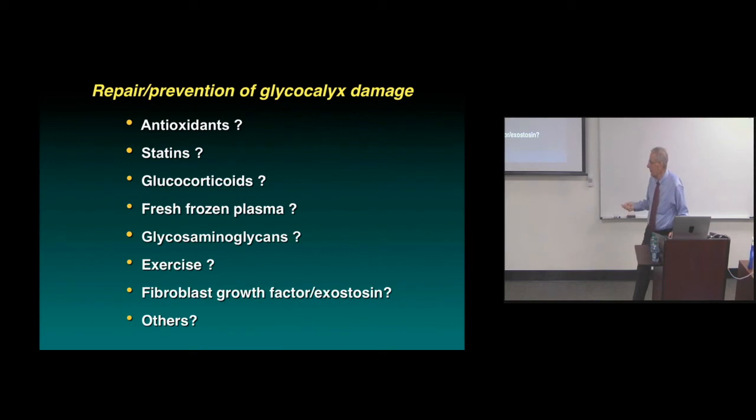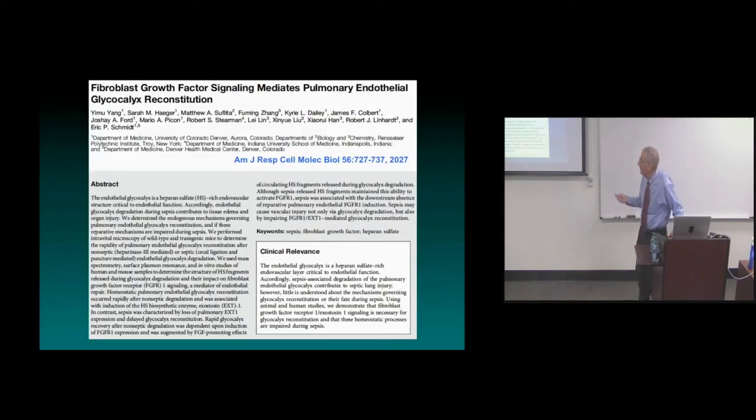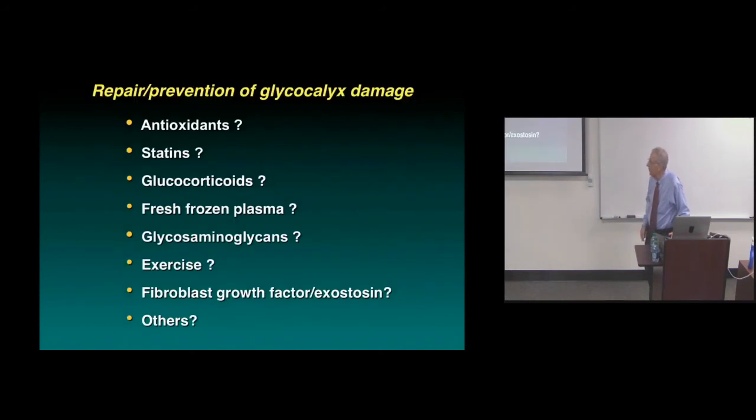There's one recent paper showing that fibroblast growth factor may be something that will acutely change the glycocalyx and repair a damaged endothelial glycocalyx. This is a paper related to that from the pulmonary doctors in Denver, and we've been communicating with these people, and they actually show that this fibroblast growth factor in in vitro systems will repair damaged glycocalyx.